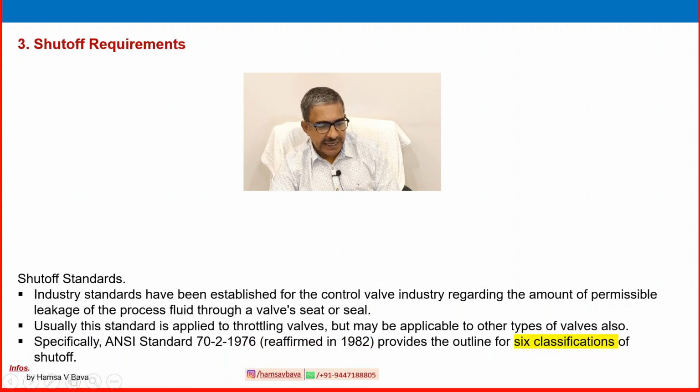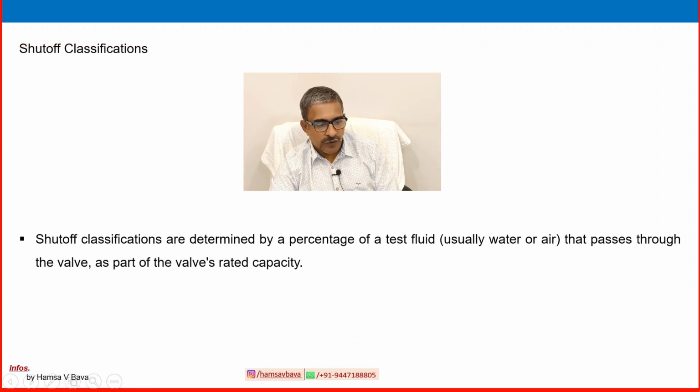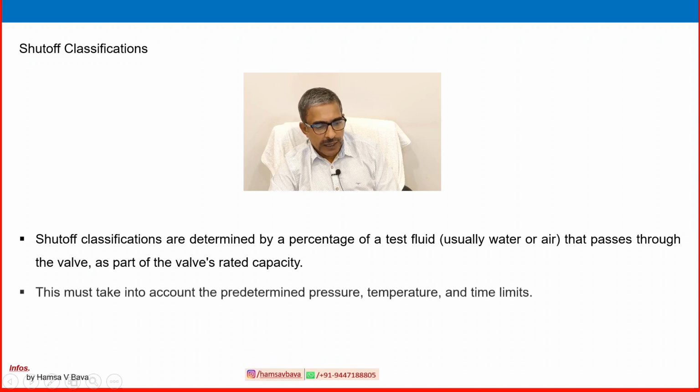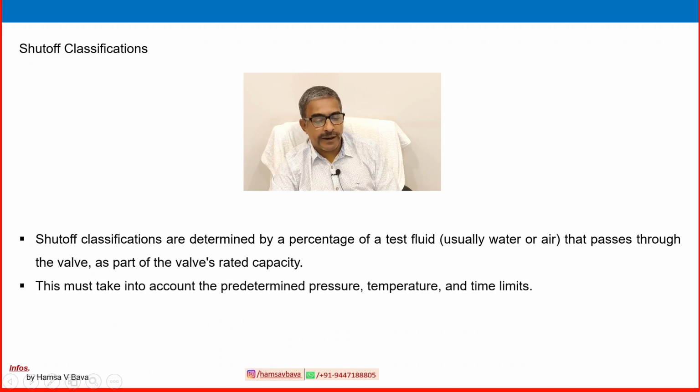Specifically, ANSI standard 70-1976, reaffirmed in 1982, provides the outline of six classifications of shutoff. So six classifications are mentioned for various applications, leakage allowances, providing the shutoff requirement. Let us see them one by one. Shutoff classifications are determined by a percentage of a test fluid, usually water or air, that passes through the valve as part of the valve rated capacity. This must be taken into account with a predetermined pressure, temperature and time limit.